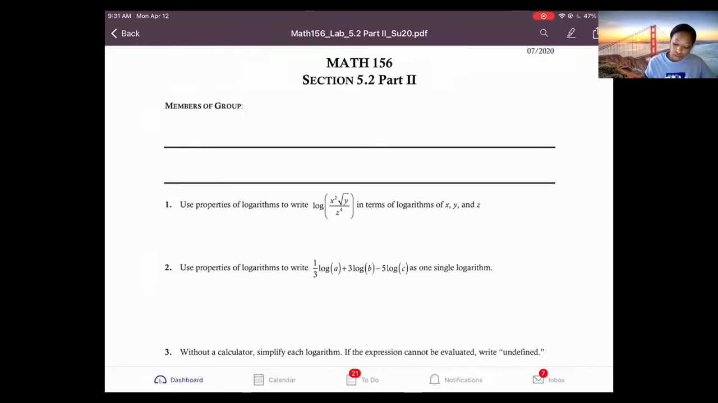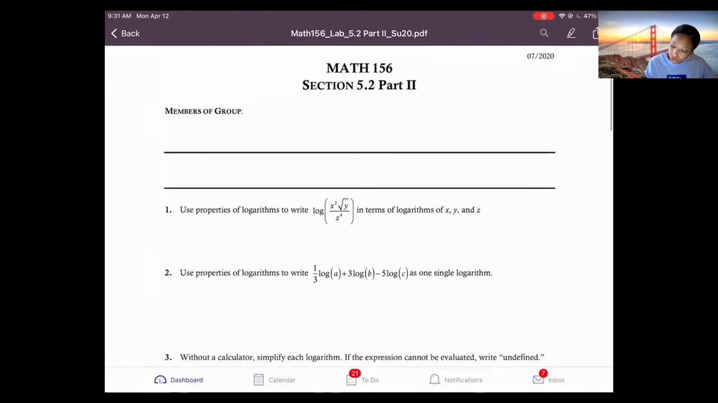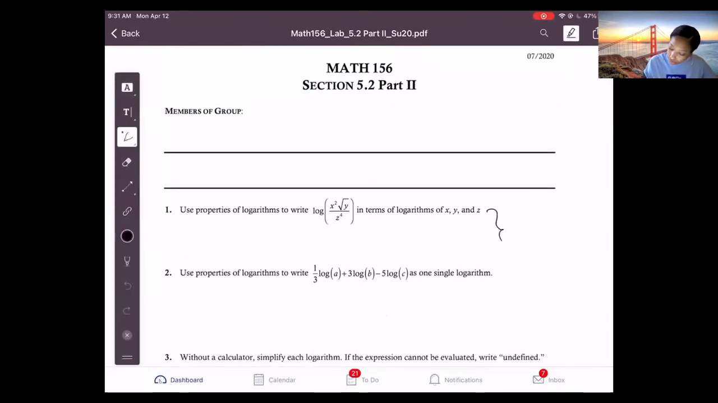For problems 1 and 2, we're asked to either condense or expand a logarithm. For these two problems, you're going to use the properties: log of m times n equals log of m plus log of n. Log of m divided by n equals log of m minus log of n. And log of m to the r power equals r log of m. You're going to use these three properties to expand or condense the given logs.